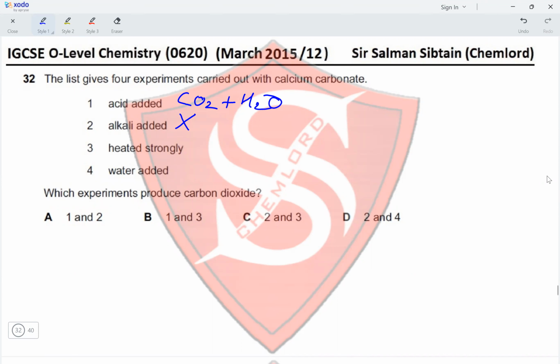When it is heated strongly, it is converted into calcium oxide plus CO2 plus H2O. And when water is added, it does not react. So only 1 and 3 will produce carbon dioxide, making option B the correct option for this question.